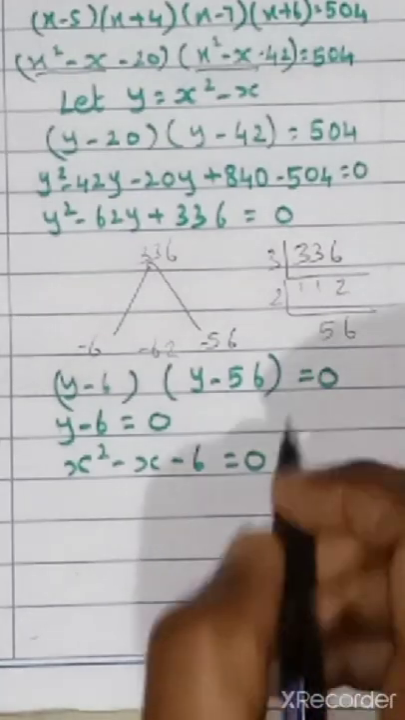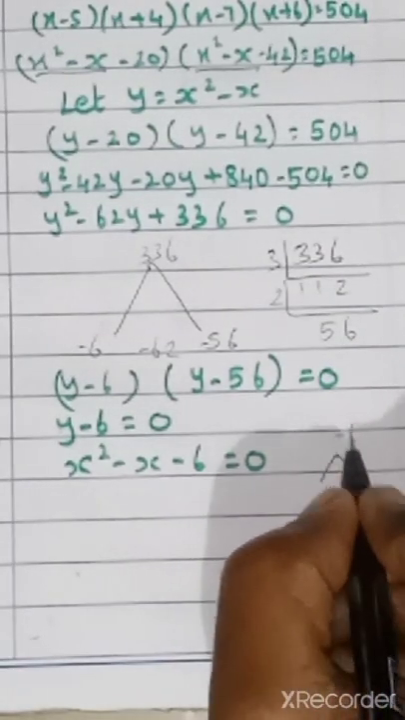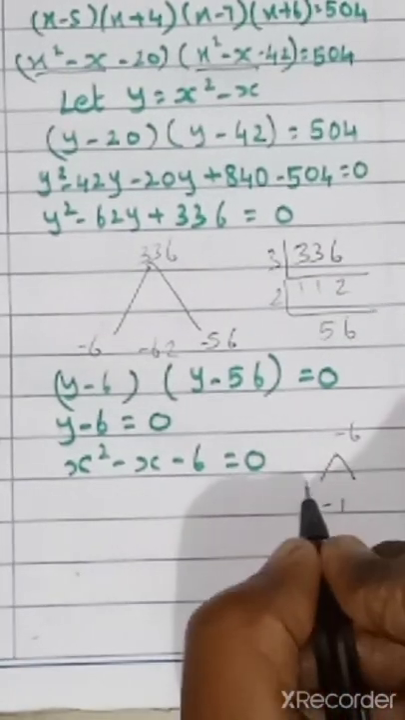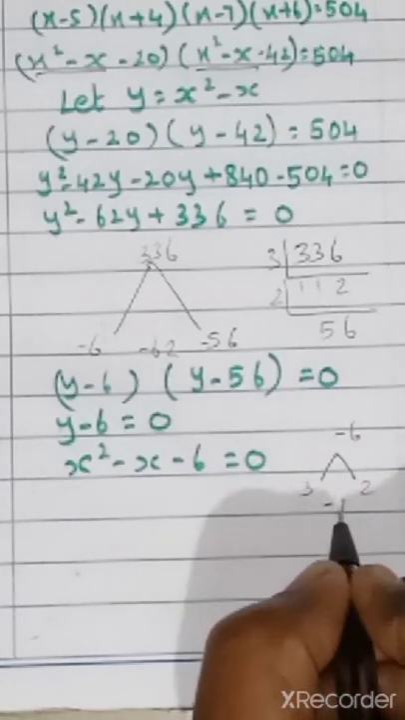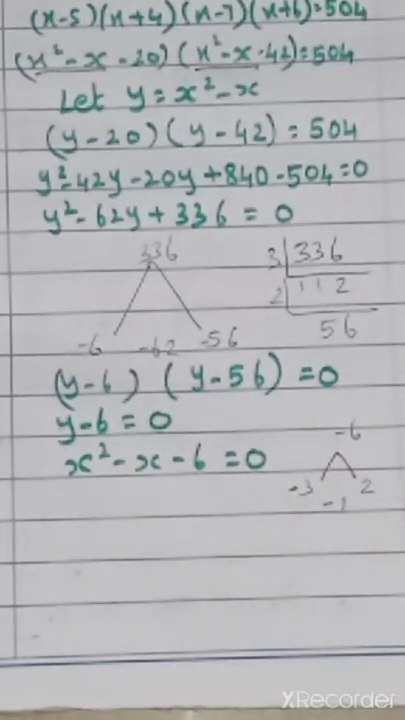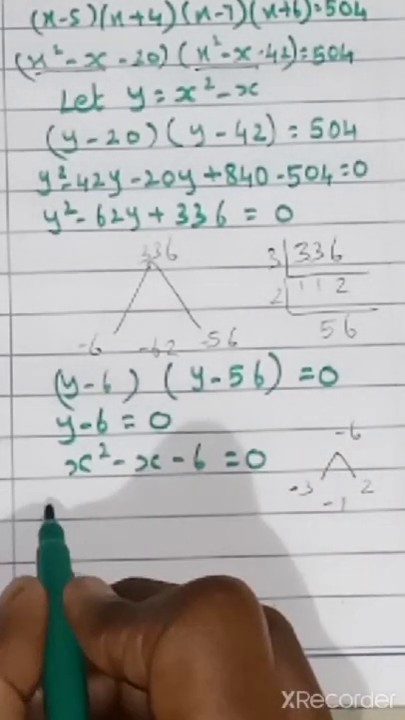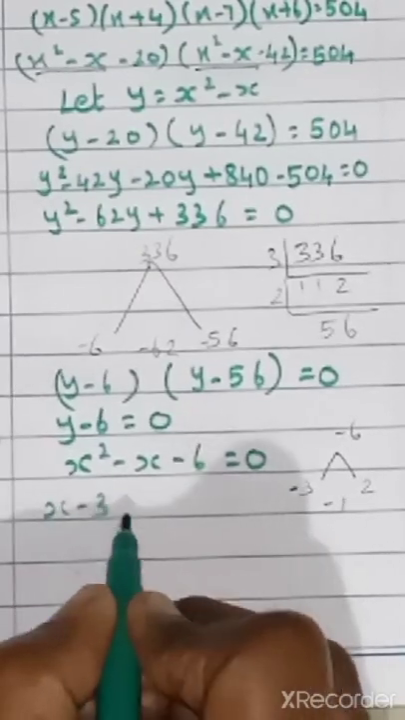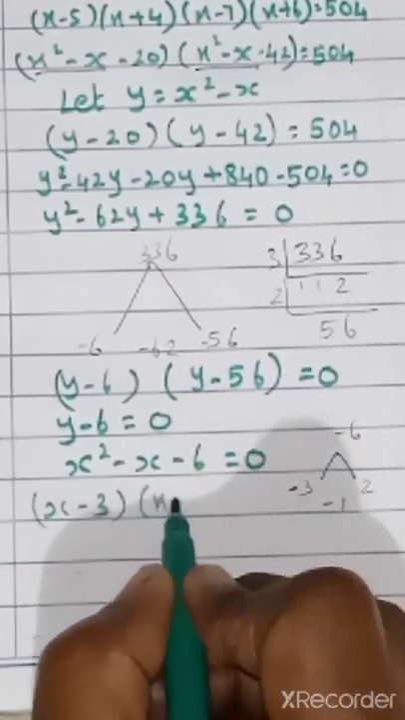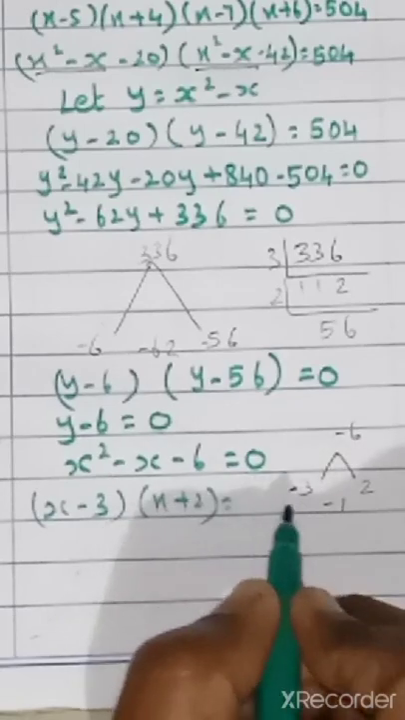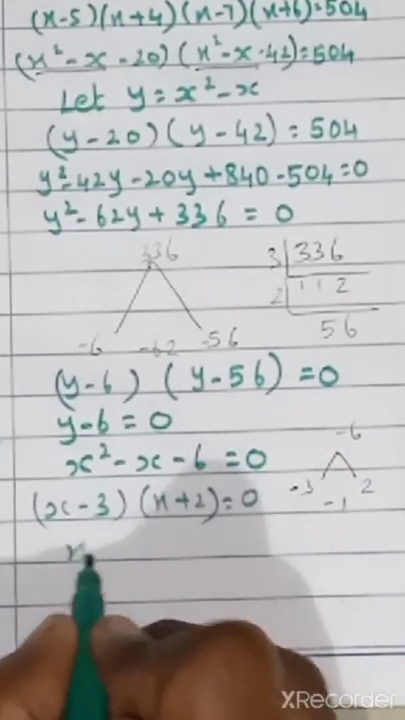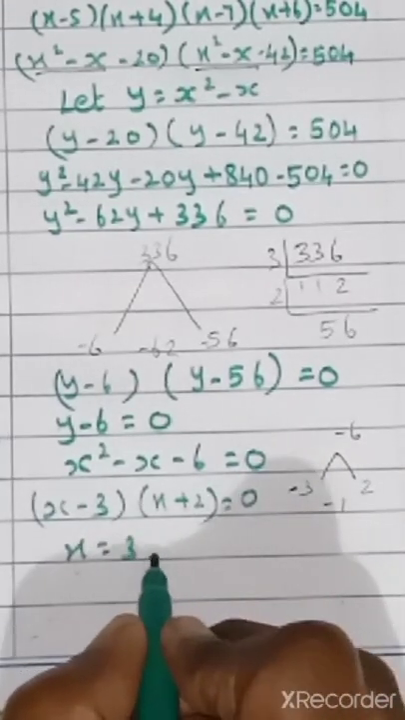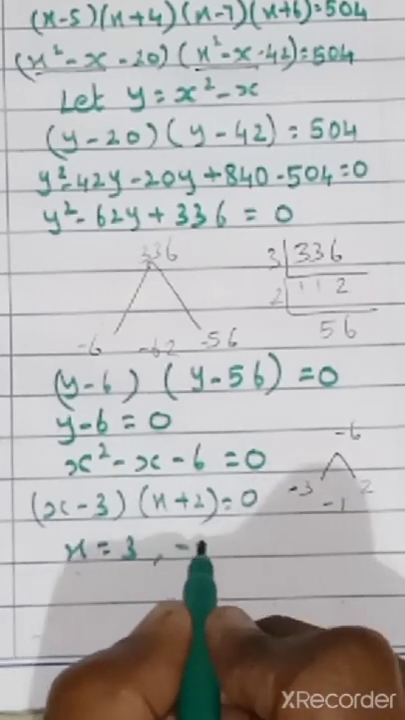So again, if we do the tree method, minus 6 and minus 1. So 3 2s are 6. Since minus 1 comes, this is the thing. Okay. So if we take this, x minus 3 and x plus 2 equal to 0. So what is your x value here? 3 and minus 2. Correct?